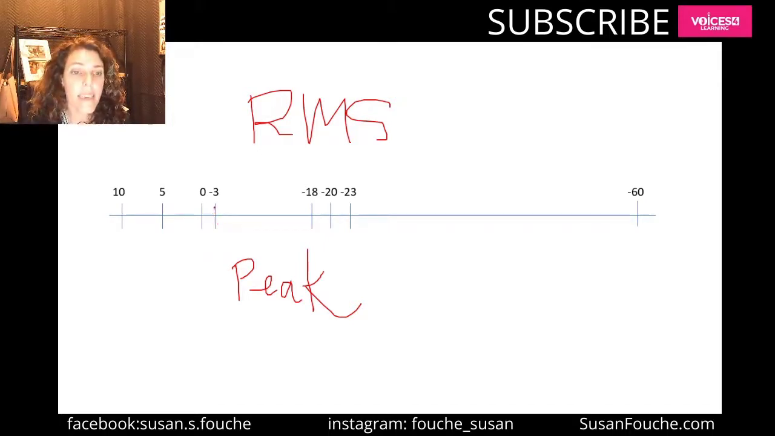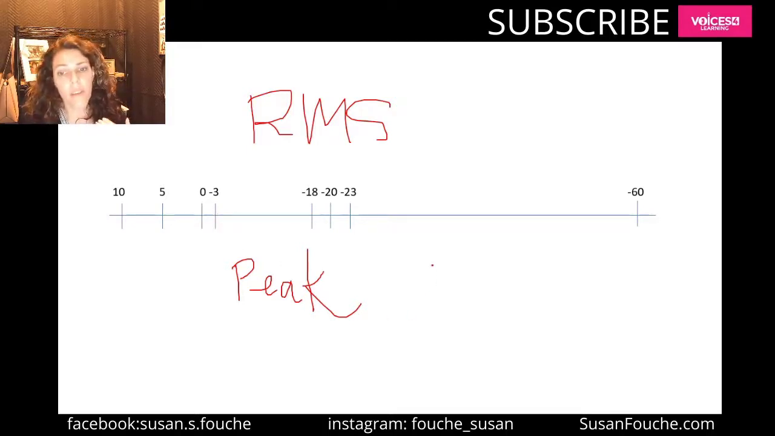So the peak is -3. Typically, my peak values are at like -3.5, somewhere in that range, and that's fine. We really don't want it any louder than a -3 because it's just too loud.